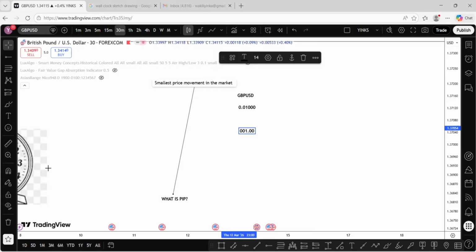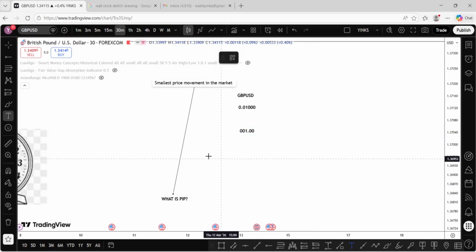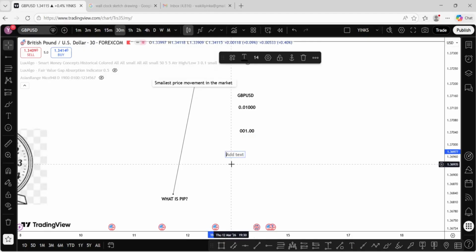Now, let's talk about gold. How do gold pips look? How do we count it? How does it look, and how do we understand how to count it? Now, pay attention to it. For the gold pip, it's totally different. The formation is totally different. It's not like how these are, right?